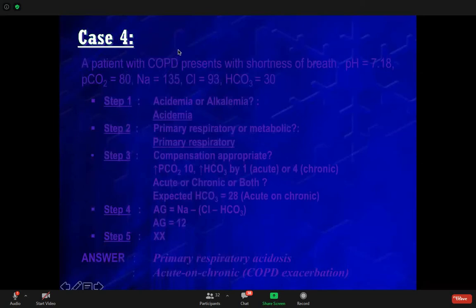الله يحييك. طبعا في البداية لازم نشوف إذا البيشنت كان أسيدوسيس أو الكالوسيس.